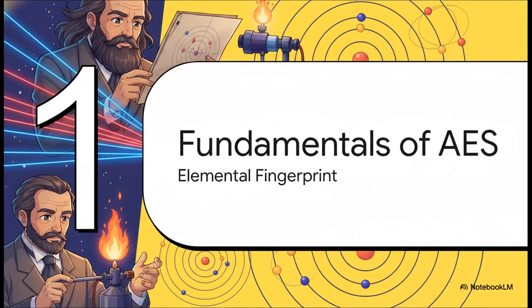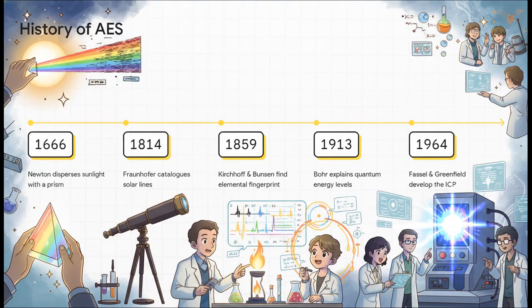Section 1. The Fundamentals of AES. Decoding the Elemental Fingerprint. Let's set the stage by looking back at the brilliant minds who actually built this field. You know, the history of atomic emission spectroscopy is basically this epic 400-year scientific detective story. It kicks off way back in 1666 when Sir Isaac Newton used a simple glass prism to disperse sunlight.